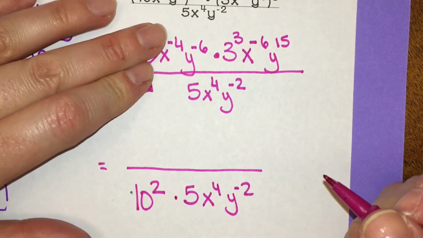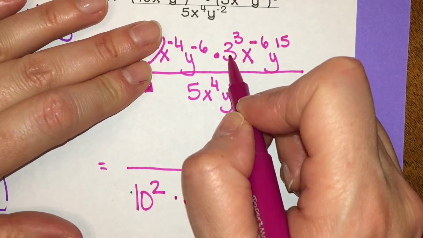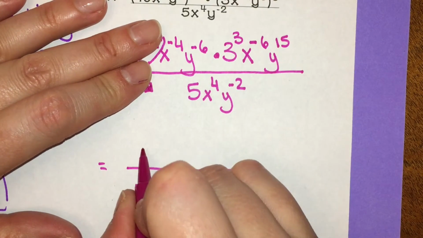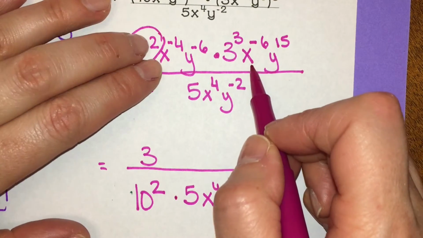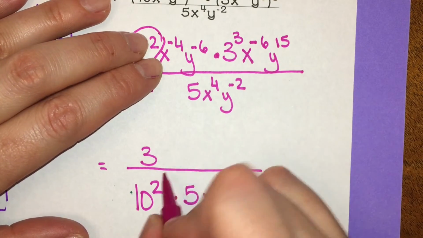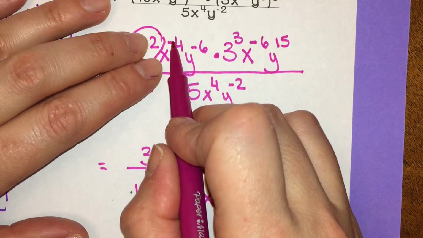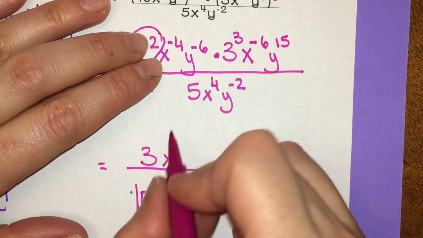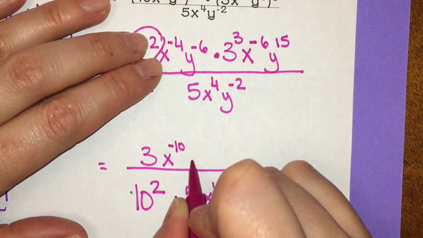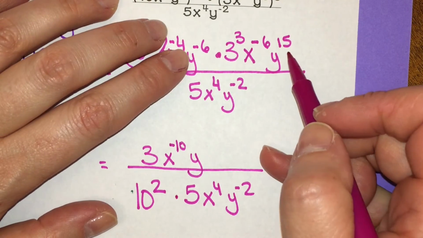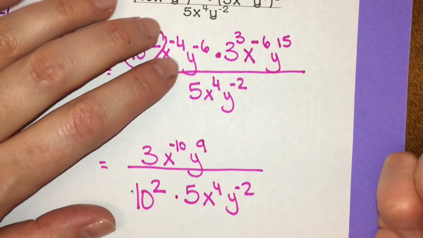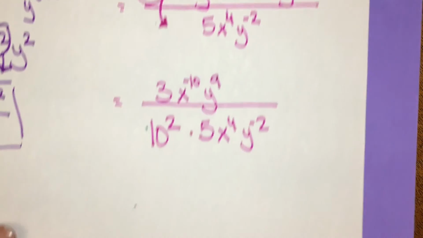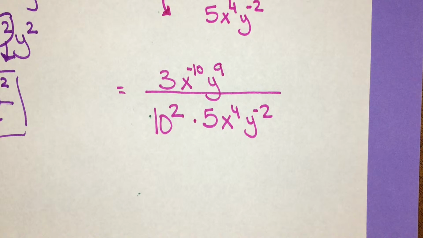So on top, after I move this, I have 3 multiplied by nothing, so it's just 3. I'm multiplying, so I'm going to add the exponents if they're the same base. We have x to the power of negative 4 plus negative 6 is negative 10. Y to the power of negative 6 plus 15 is positive 9. All right, now I need to actually deal with multiplying this out.